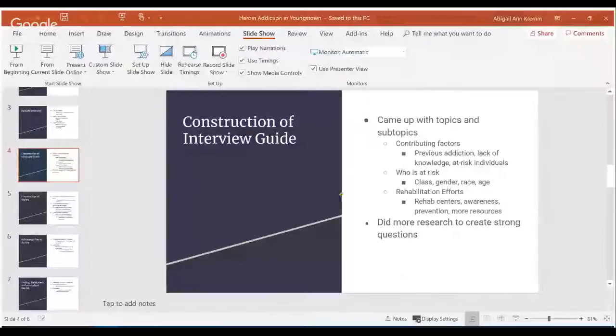Sure. There we go. Okay, so to construct the interview guide, first we came up with topics and subtopics. Our topics were contributing factors, who was at risk, and then rehabilitation efforts. These subtopics were previous addiction, lack of knowledge, and at-risk individuals, and then class, gender, race, age, and then rehab centers, awareness, prevention, and more resources. And then after coming up with those topics and subtopics, we realized that we need to do more research to create strong questions for our survey.